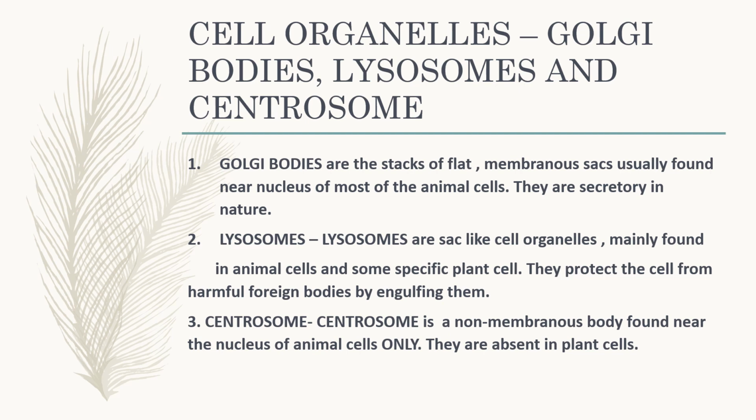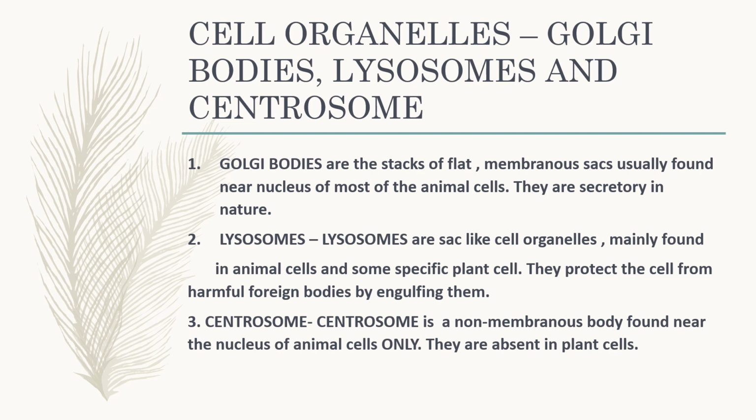Few more cell organelles which we have covered in this chapter are Golgi bodies, lysosomes and centrosomes. Now what are Golgi bodies, lysosomes and centrosomes? Golgi bodies are the stacks of flat membranous sacs usually found near the nucleus of most of the animal cells. They are secretory in nature.